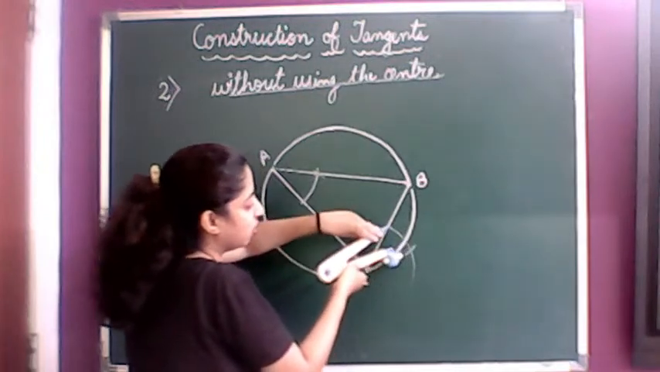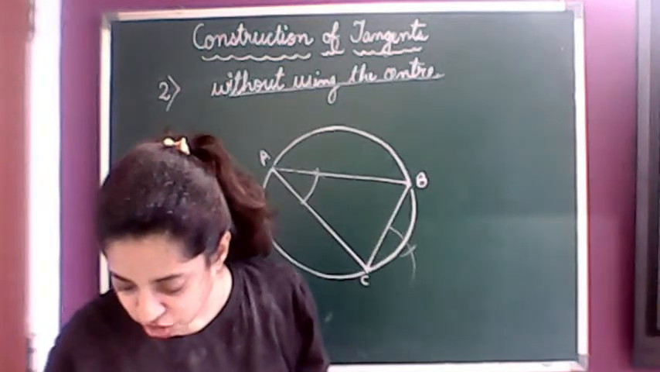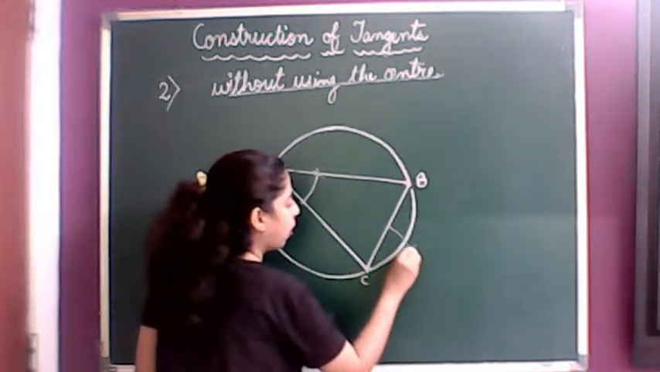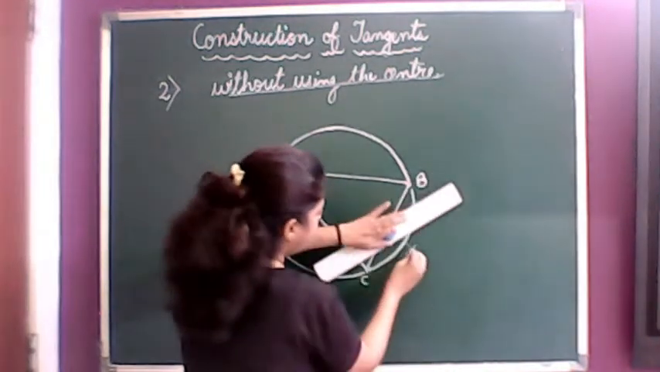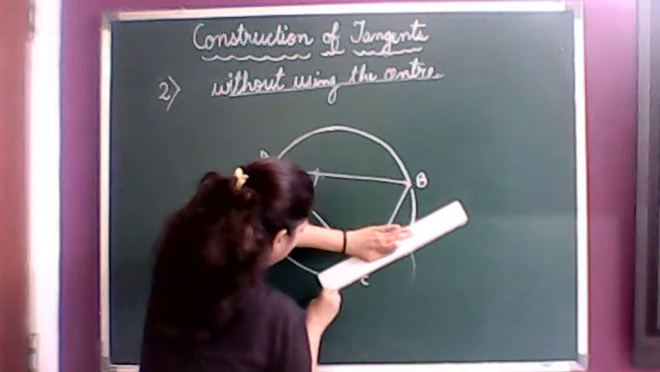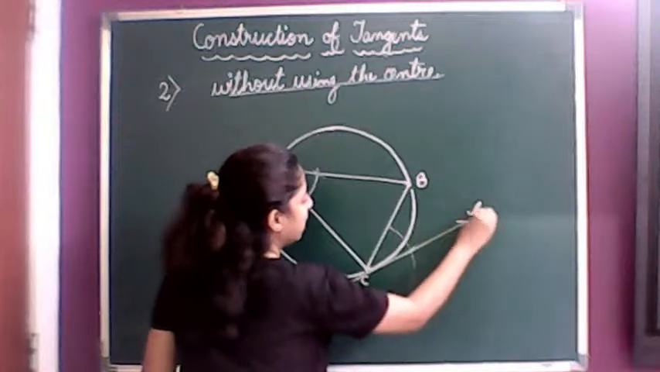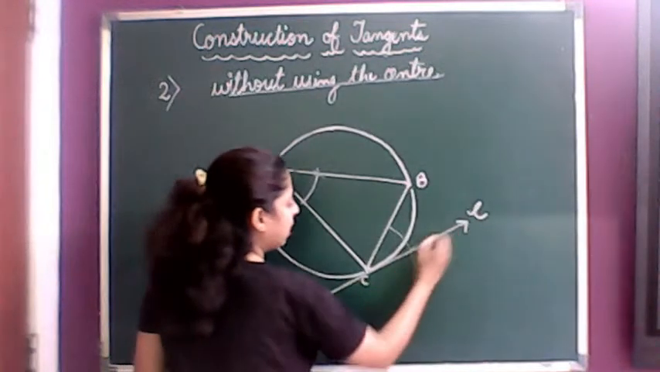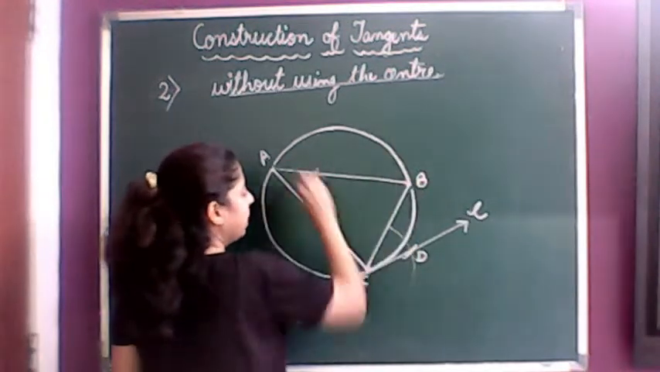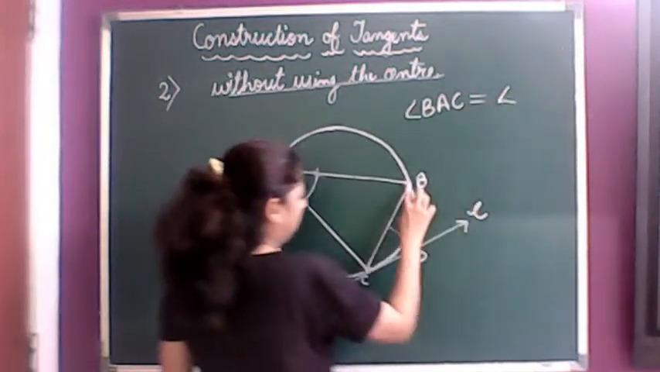So the arc is cutting here. Are you getting it, Neha? Sumesh, Prachi, Yash, are you getting it, guys? So now I join this point and point C. Let me join this point and point C and extend it on both the sides. So this is my required tangent. This L is my required tangent. I can name any point here, say D. So you can write that angle BAC is equal to angle BCD.